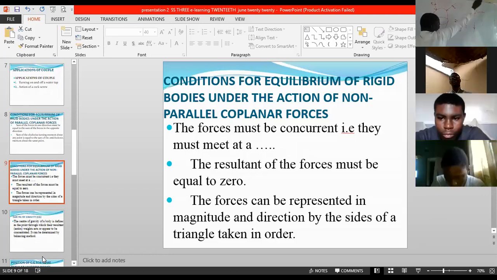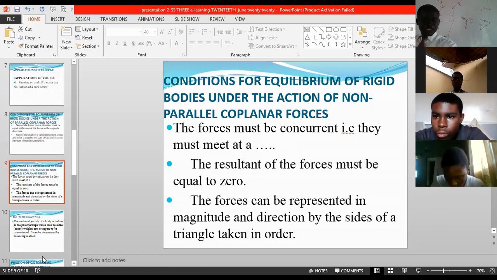Look at this line that went the other way. I will draw it that way. Then look at this one that went this way. I will draw it this way. These are the three non-parallel coplanar forces because they take the orientation of a triangle. You see it now.